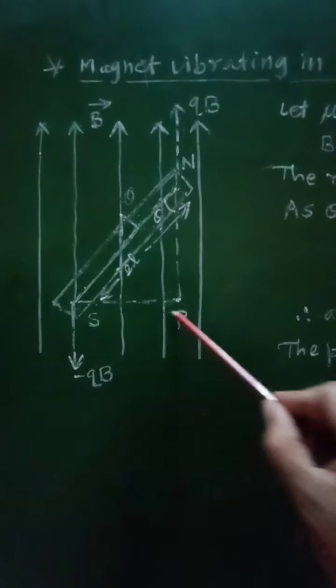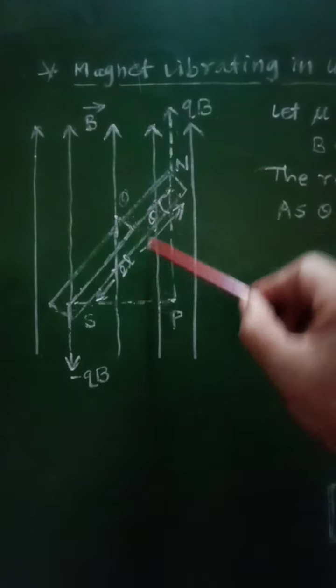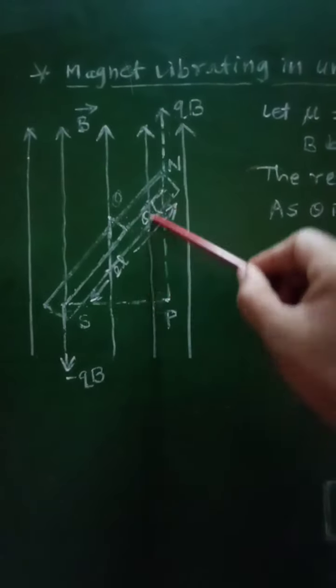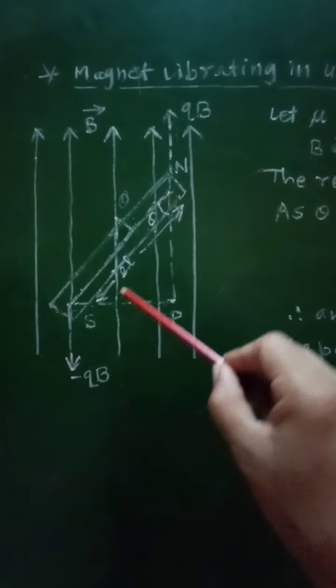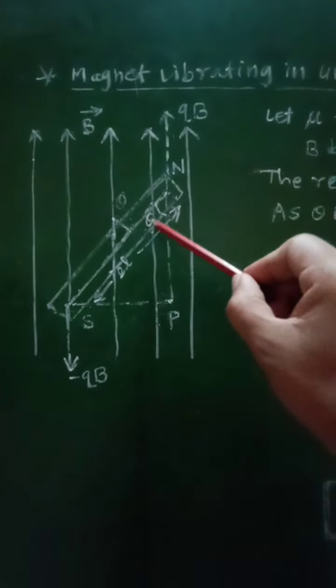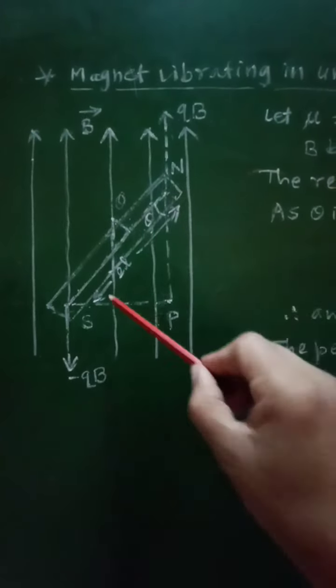Now the SP side will be the side opposite to this angle theta, and therefore the SP side, that is the perpendicular distance between the two forces, will be equal to hypotenuse into sine theta. Hypotenuse is 2L, and therefore 2L sine theta will be the perpendicular distance between these two forces.